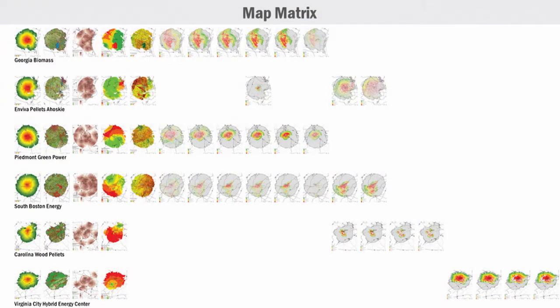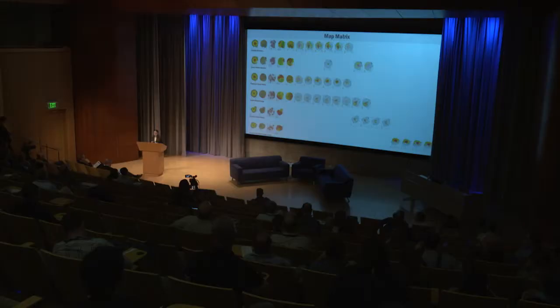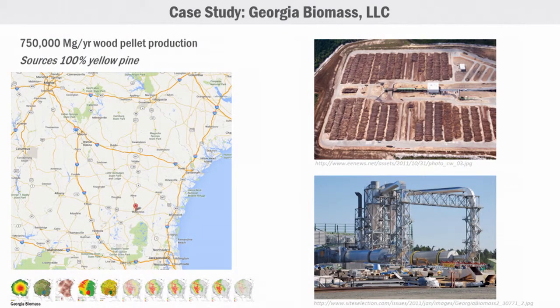So what I'd like to do is quickly go through one of these case studies, which is going to be the Georgia Biomass, and let you all see these individual maps and then how the results are translated. So the Georgia Biomass facility is an existing facility, and it currently sources 100% yellow pine. And if you see down at the bottom, this is the maps that were on the previous slide. They'll be highlighted throughout, so you'll be able to tell which map is which from the larger graphic.